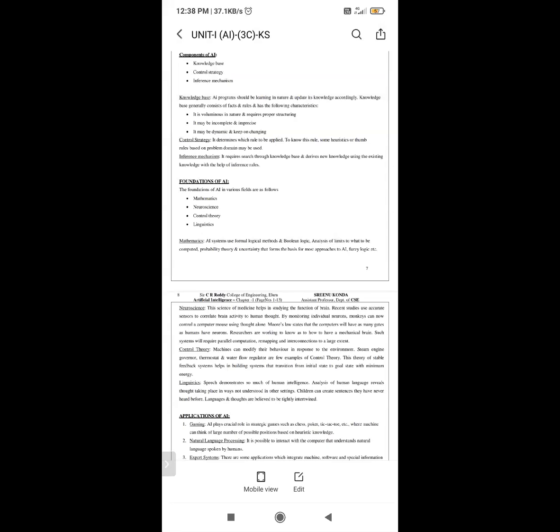So researchers are working to know how to have a mechanical brain. Okay, so by this particular mechanical brain, for example, if we have patients whose brain is dead, then we can fix this mechanical brain for them.